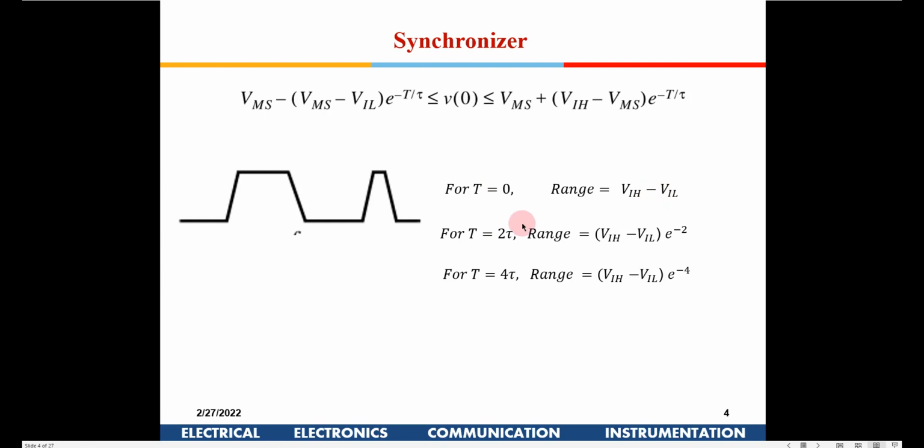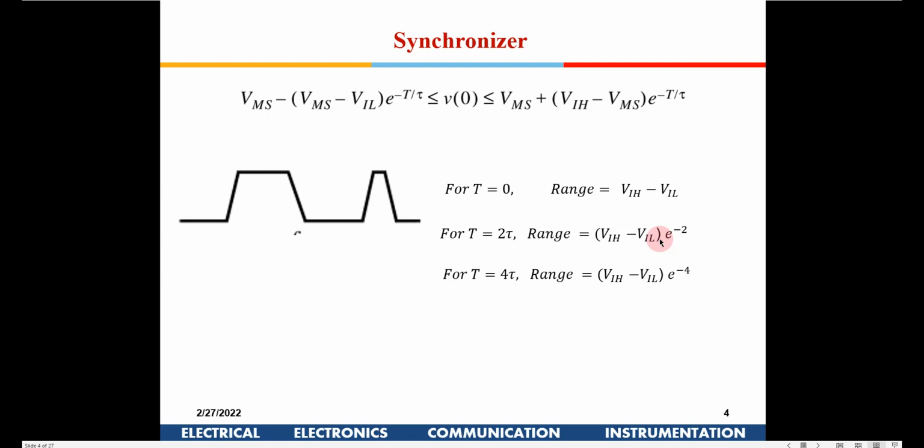So if I wait for 2 tau times, in this equation, if I replace t by 2 tau, this will become e to the power of minus 2. This will also become e to the power of minus 2, right? So again, you have only this range of voltages which will cause an issue for me, right?